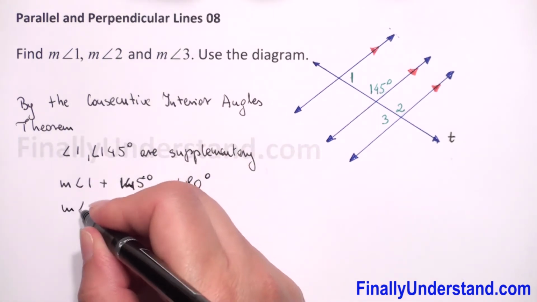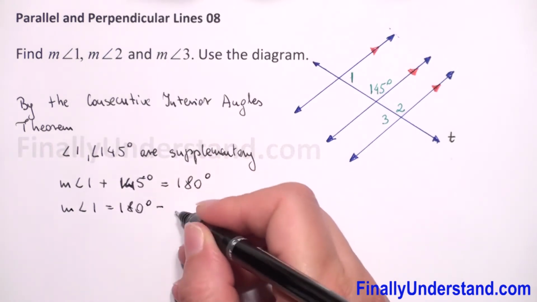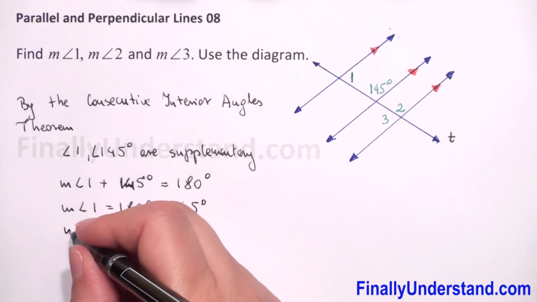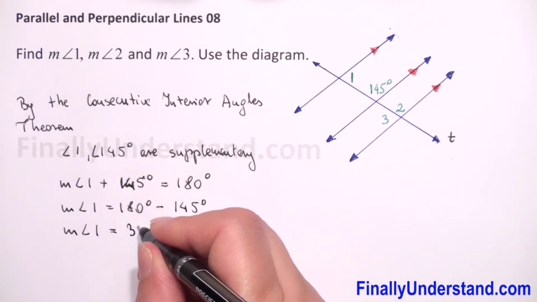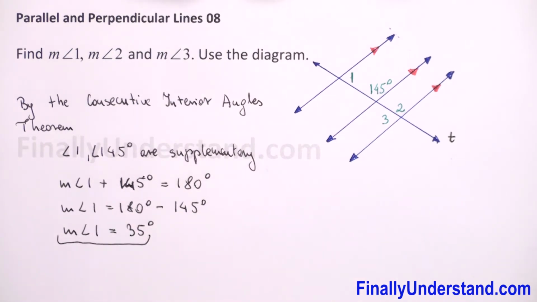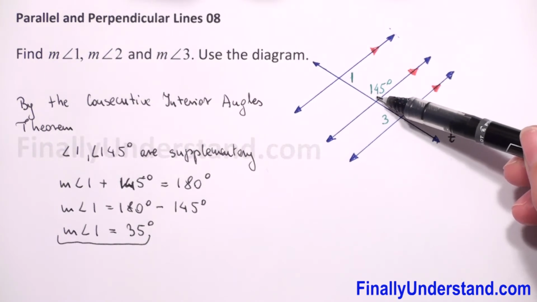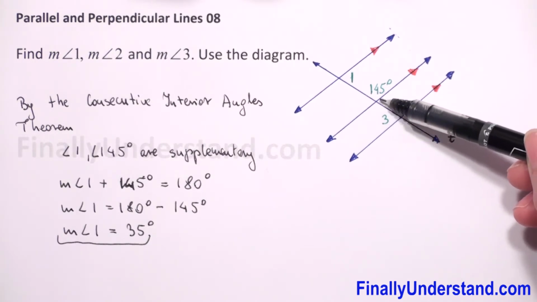So the measure of angle 1 is 180 degrees minus 145 degrees. So the measure of angle 1 is equal to 35 degrees. So we have the measure of angle 1. Next we have to find the measure of angle 3 and 2. We have an angle of 145 degrees. This angle has 145 degrees.